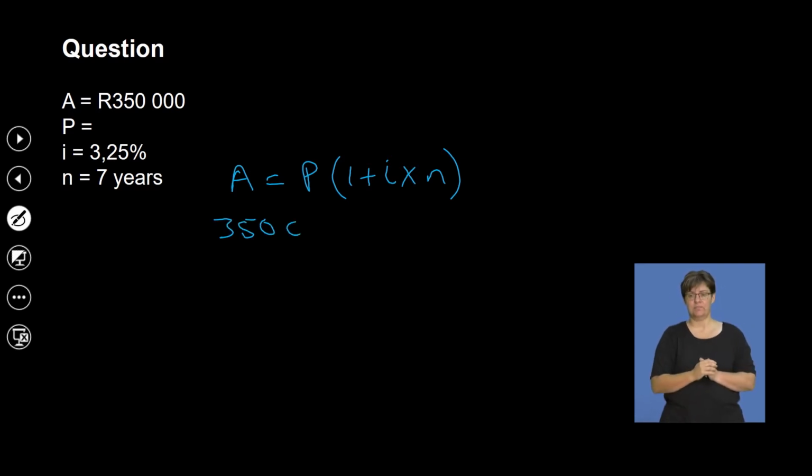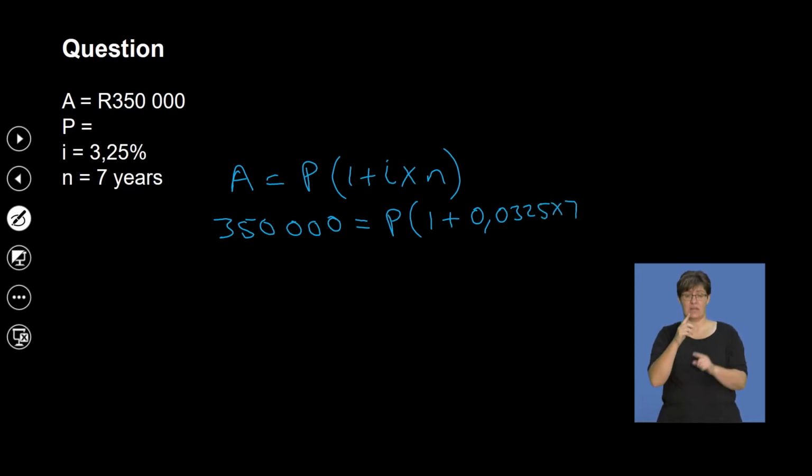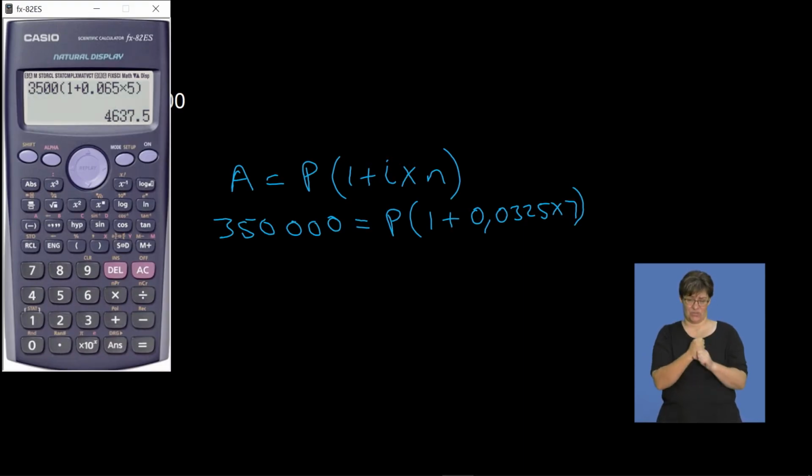So this is 350,000 is equal to the P value, which we do not know, 1 plus the interest, they said it's 3.25, so that's 0.0325 multiplied by 7. This was for 7 years. And then I'm just going to go straight to the calculator. Remember not to round off whenever you are busy calculating. So I'm just going to do it as one long calculation and get the final answer there.